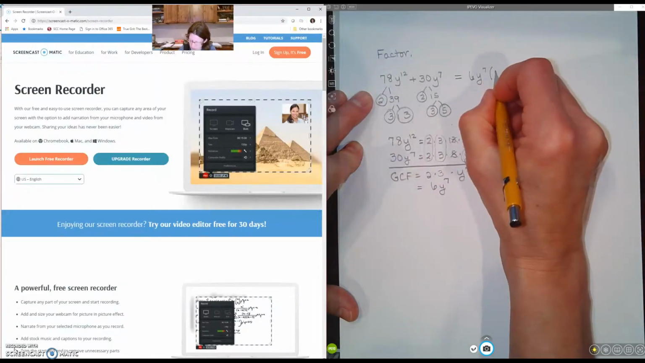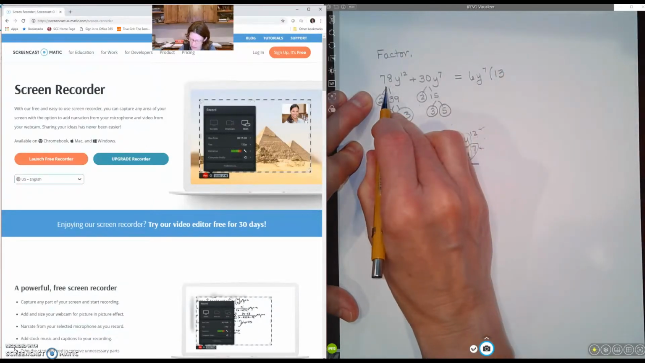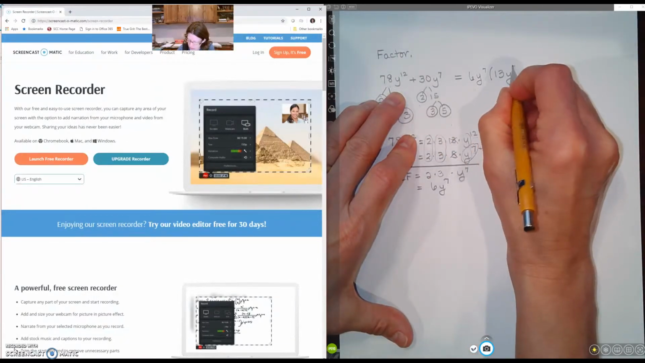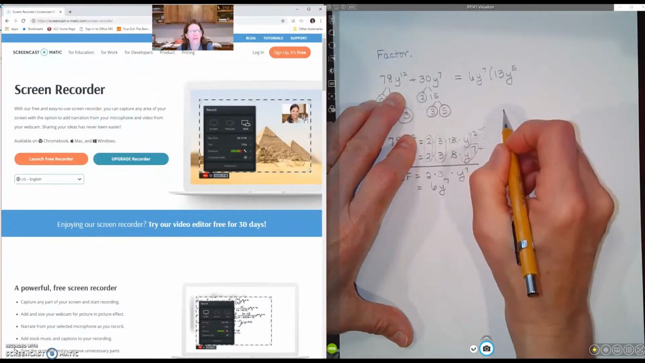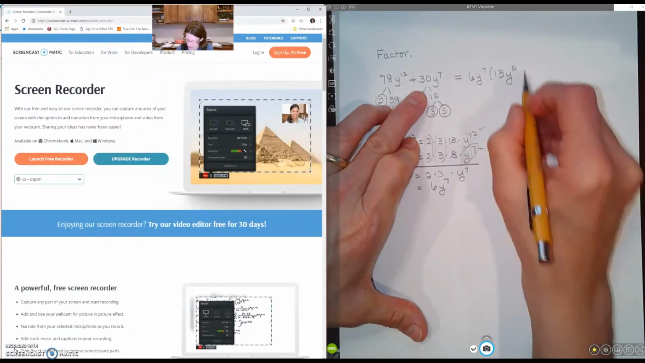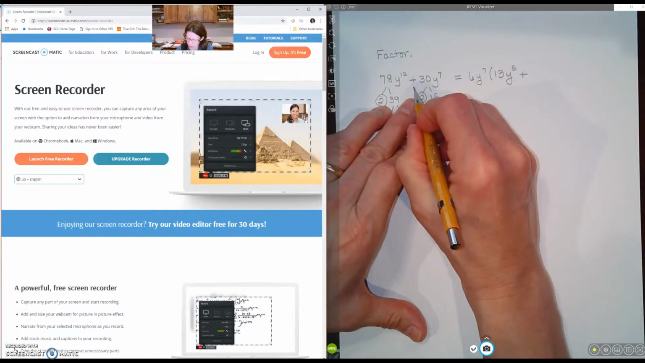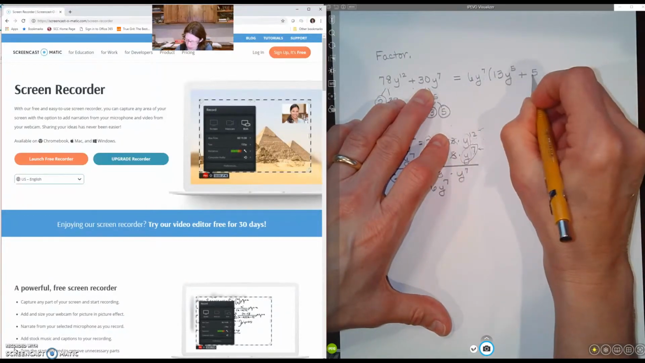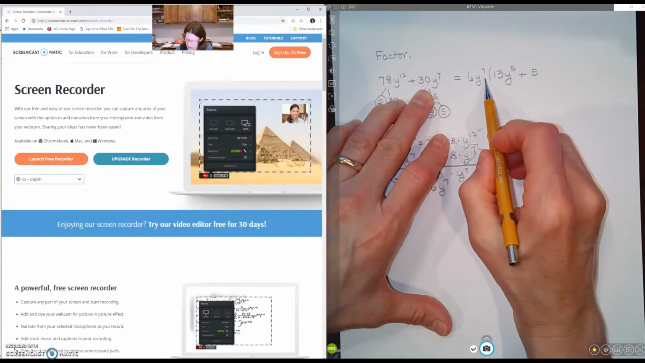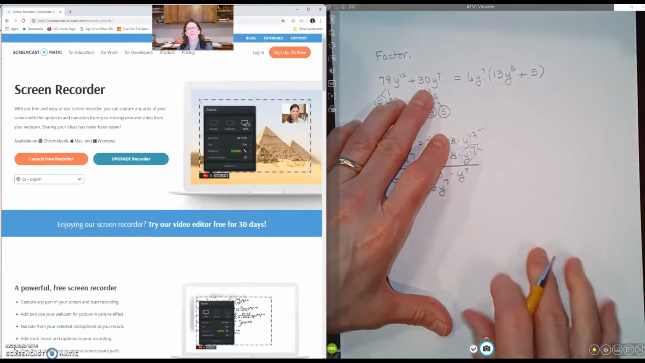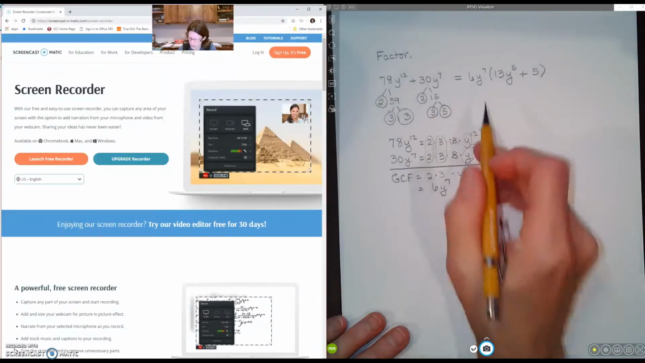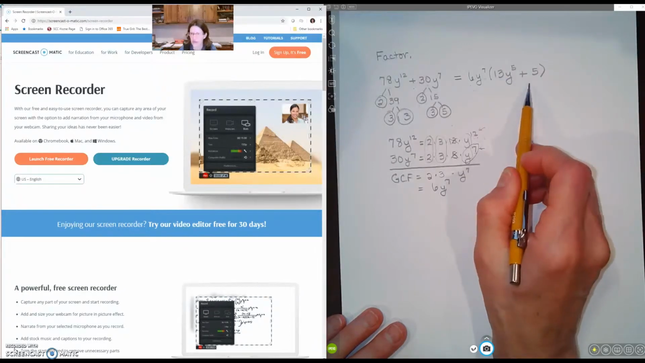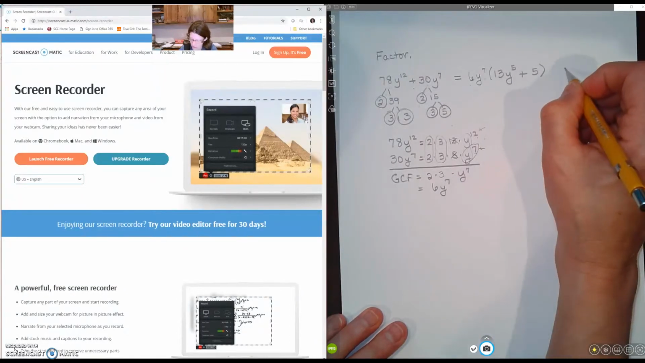Well, 6 times 13 gives 78, and y to the 7th times y to the 5th, adding exponents, gives y to the 12th. We've got a plus symbol in between our terms, and continuing, 6 times 5 gives 30, and we've already got our y to the 7th. And so our factored form is 6y to the 7th times, in parentheses, 13y to the 5th plus 5. And that is our answer.